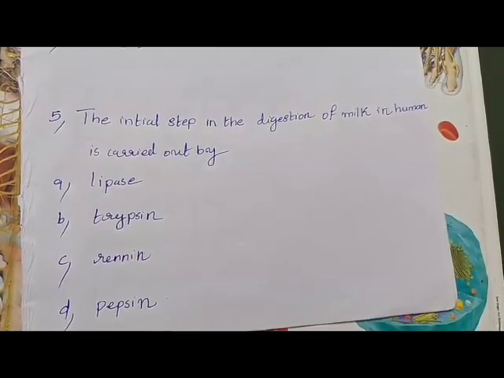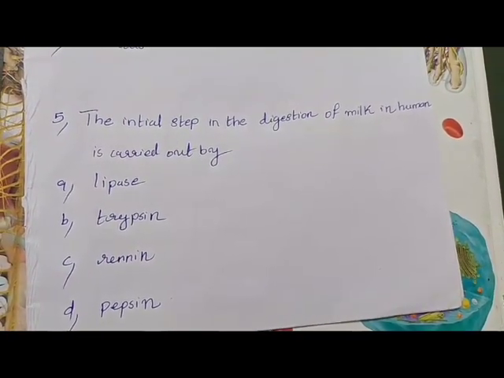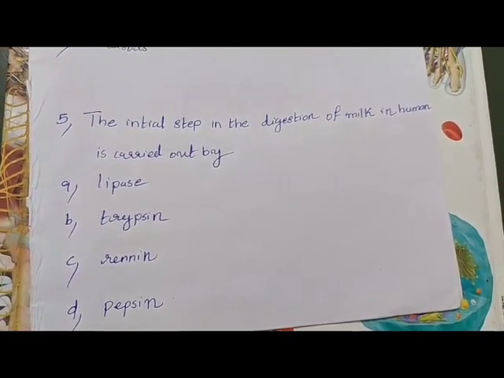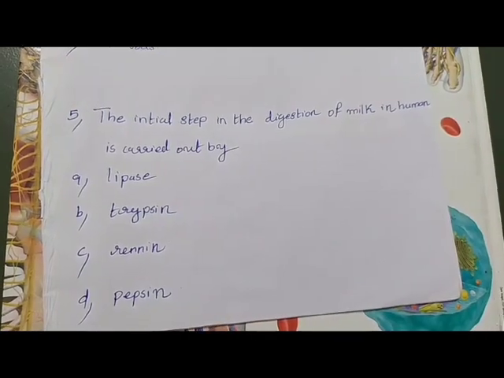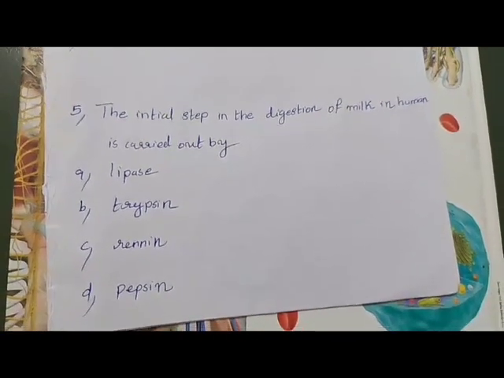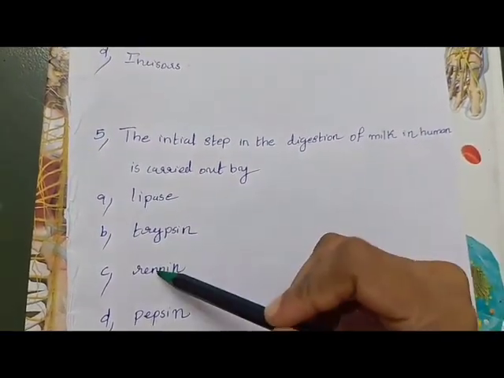The initial step in the digestion of milk in humans is carried out by: option A, lipase; B, trypsin; C, renin; D, pepsin. Answer: option C, renin.